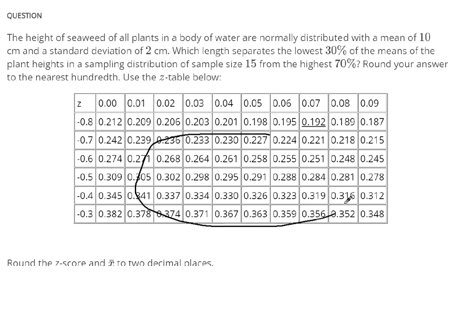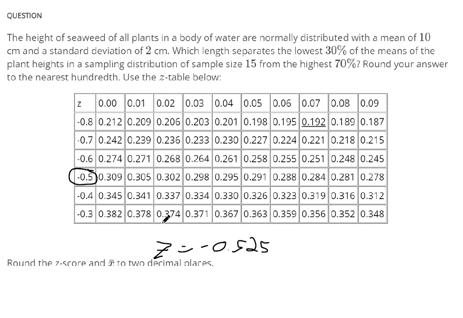So you're looking for 30% in this sea of numbers. So 0.30. It looks like it's somewhere between these two, and it's halfway between. So usually if somebody's using the table, they'll take the z-score that's halfway between these two. Look, at z of negative 0.52, we have this for a percentage. So z equals negative 0.525 is what I'm going to use because we're exactly halfway between this one and this one for our 30%.